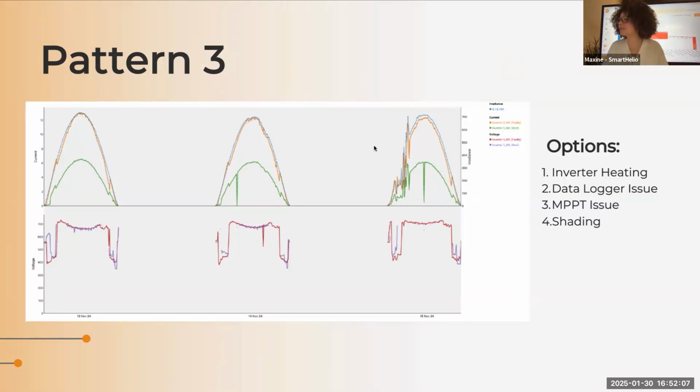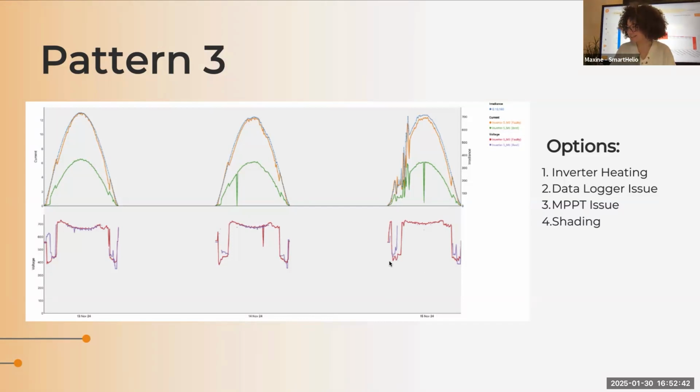And launching it now for the next 30 seconds. Let's see, so you have 4 options. Can it be inverter heating, data logger issue, MPPT issue, or even shading? Yeah, ending the poll.